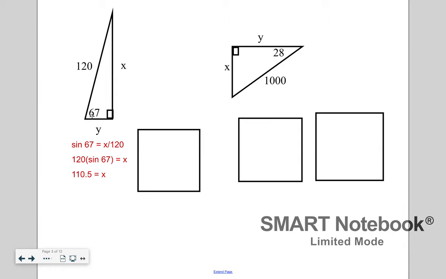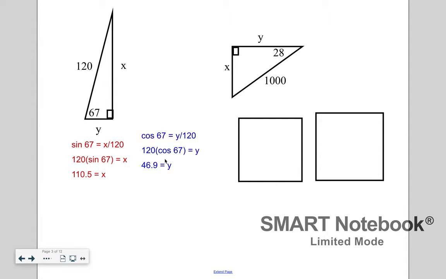For finding side y, it is adjacent to 67. So I have my adjacent side, and I'm going to use that hypotenuse. I'm not going to use this side I found over here because I know I rounded this side, and every time I start to use rounded numbers, I'm getting farther and farther away from the most accurate answer. So I'm going to use adjacent and hypotenuse, so that means I'm going to use cosine. Cosine of 67 equals y, the adjacent leg, over 120. Multiply both sides by 120, and then you get your answer.